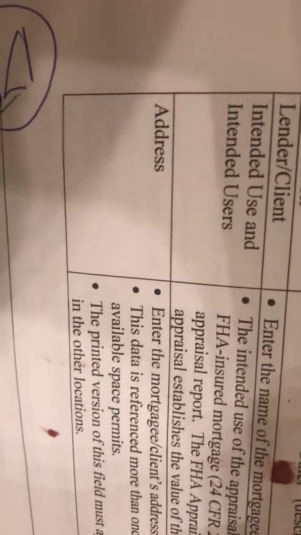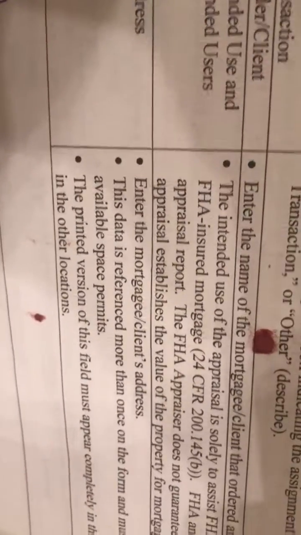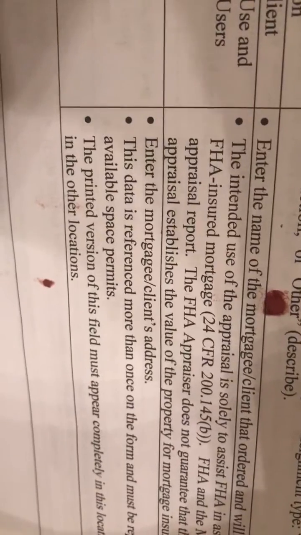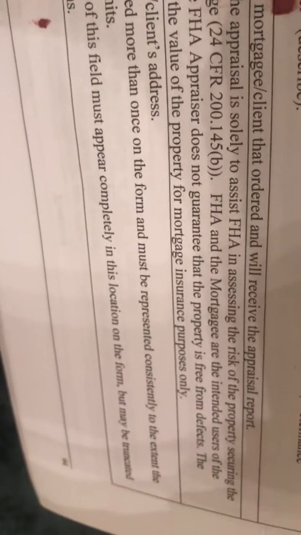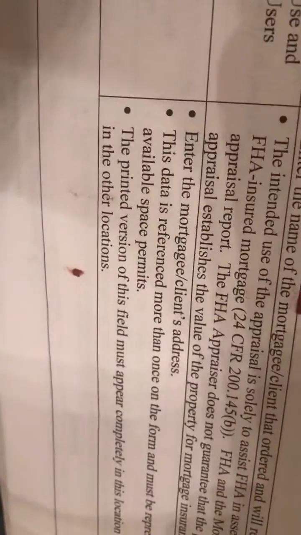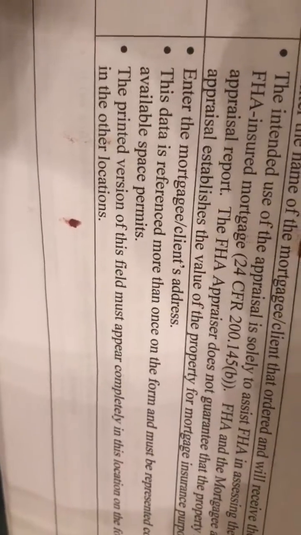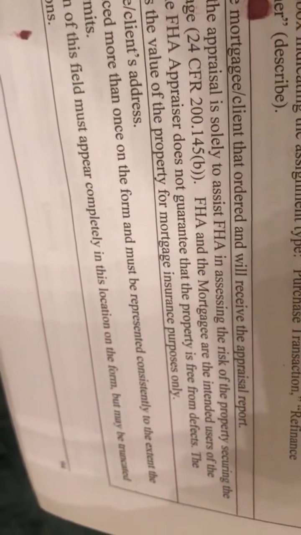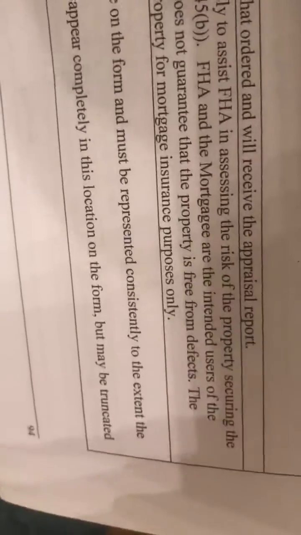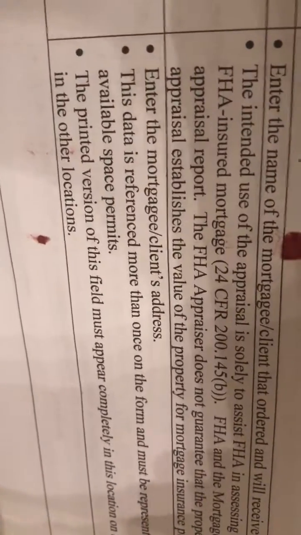Field: address. Protocol: enter the mortgagee/client's address. This data is referenced more than once on the form and must be represented consistently to the extent the available space permits. The printed version of this field must appear completely in this location on the form, but may be truncated in the other locations.